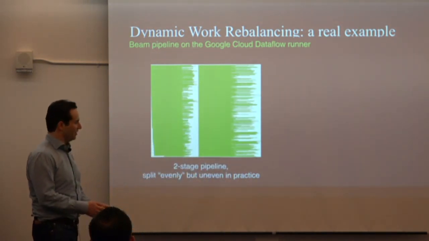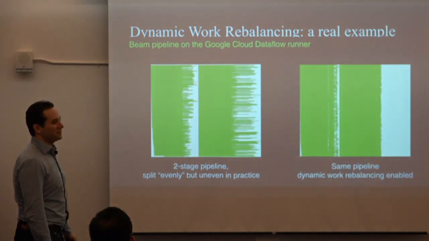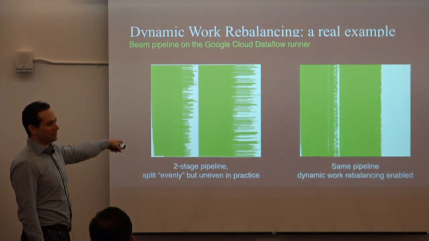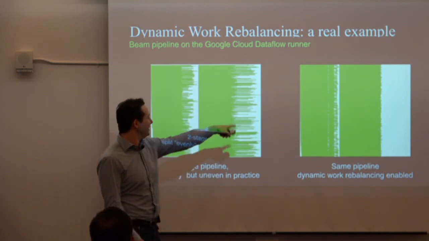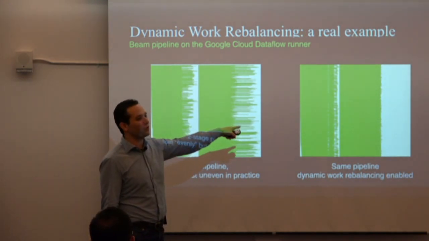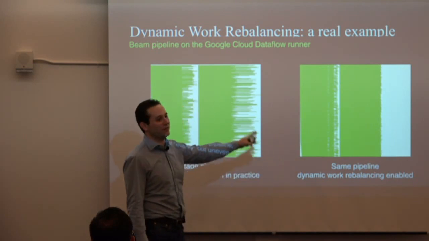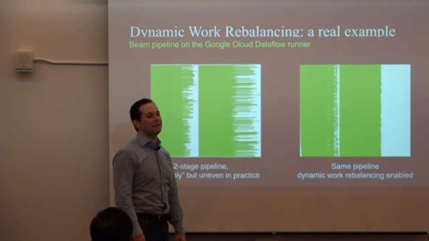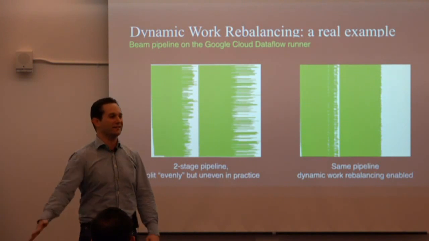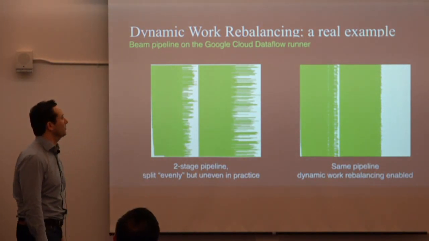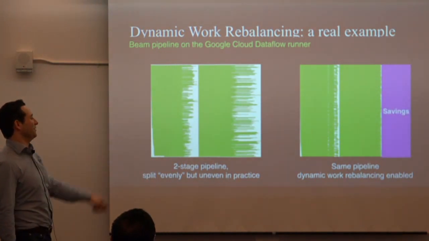Then we ran it again with this turned on, having explicitly disabled dynamic rebalancing in the first run. You can see how much more smoothly things finished, and it actually finished about 25% faster, just by dynamically identifying these stragglers and constantly splitting them and moving them across. So that's the entire savings.